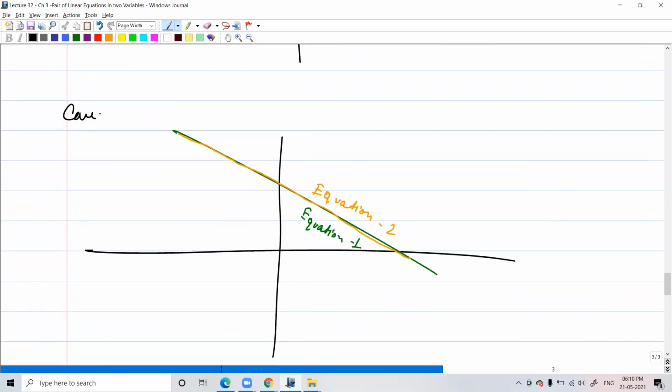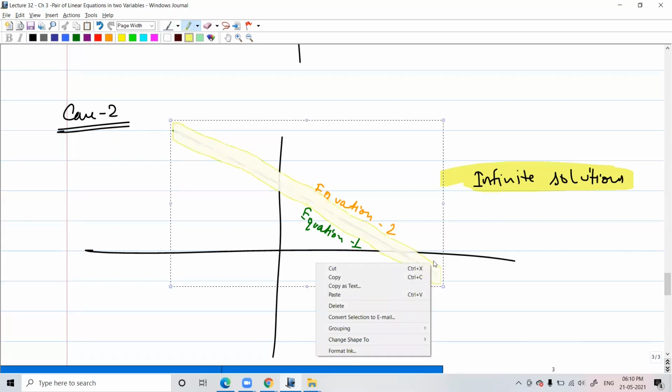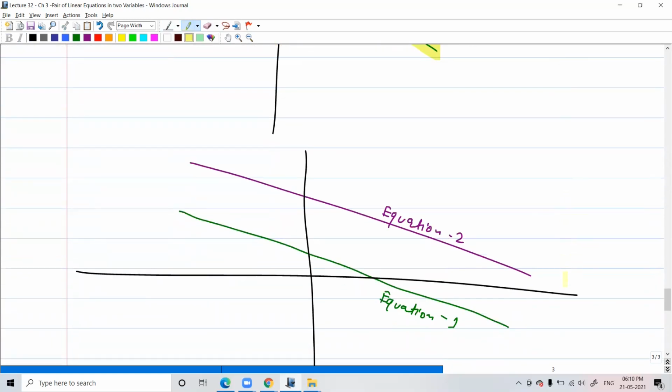In this case too, how many solutions? Infinite. Yes, excellent. It has infinite solutions. And each point on these lines, because both of them have the same points, will lie on each other. So all of them are the solutions. And what about this case 3? No solutions. Yes, excellent. This will have no solutions.